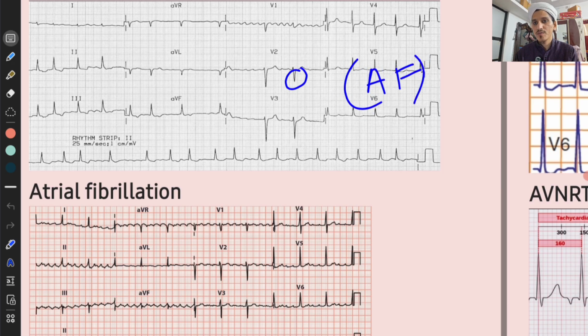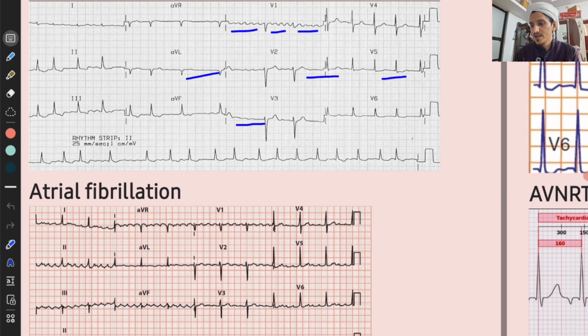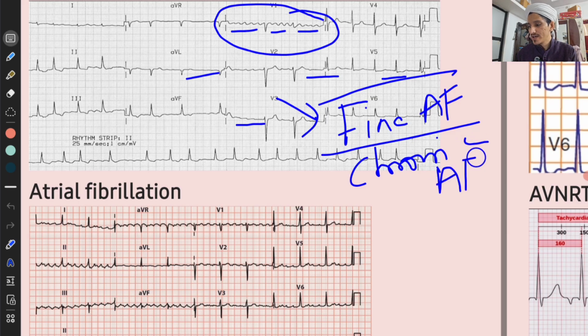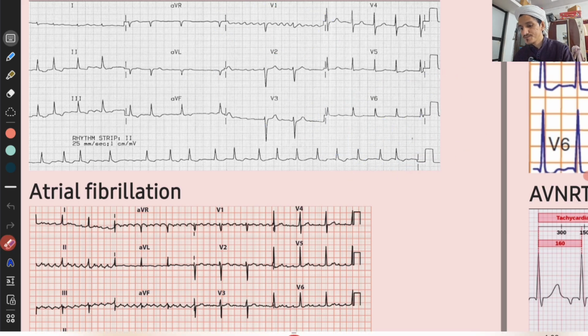That means it is atrial fibrillation. There are no P waves. You can see some fibrillary waves here in V1. In other leads you can't appreciate the fibrillary waves, only in V1 you are able to appreciate. That means this is a fine atrial fibrillation. Remember from the previous classes, fine AF is nothing but chronic AF. This is an example of chronic AF. That's about atrial fibrillation. Let's move on to the next ECG.